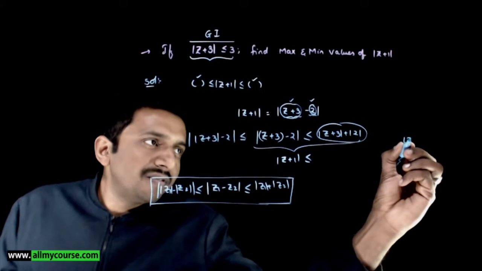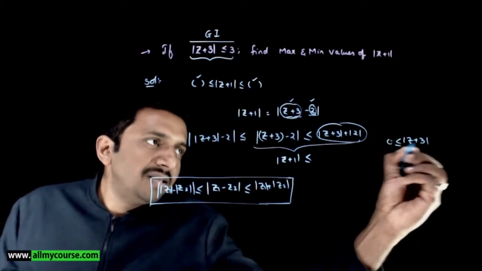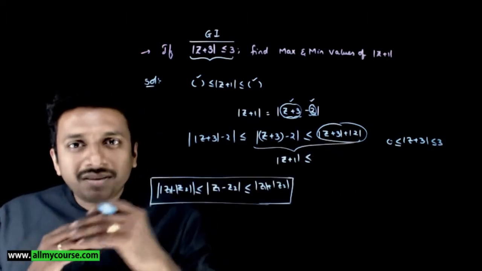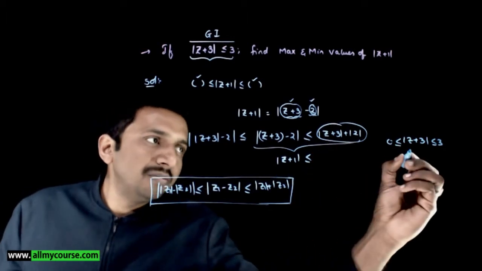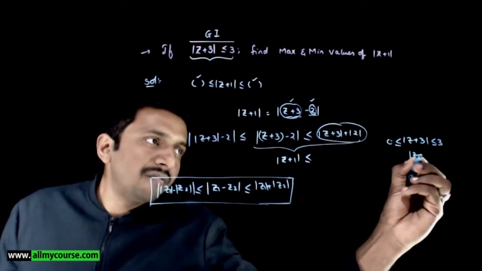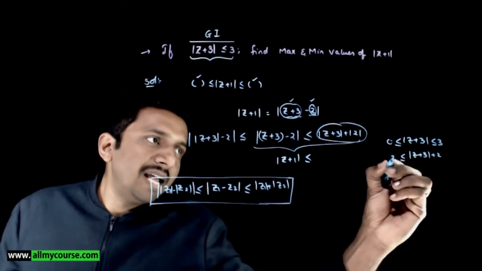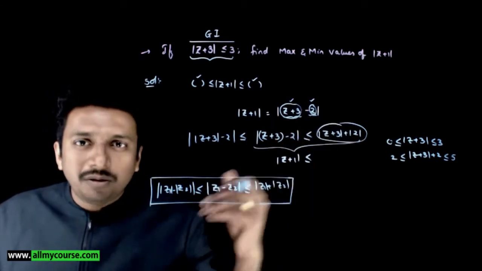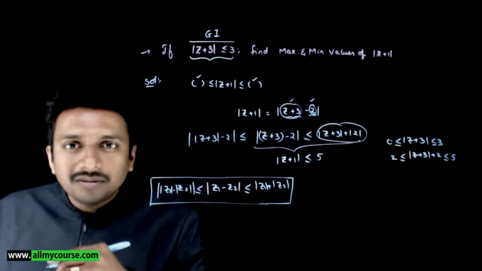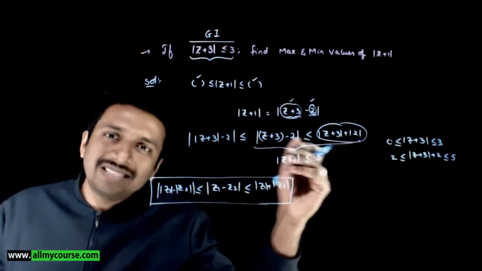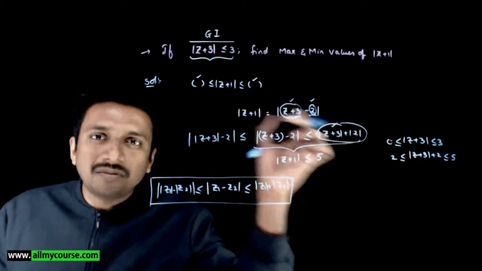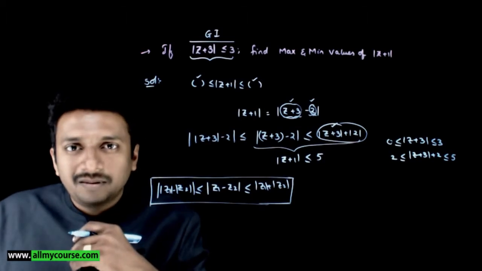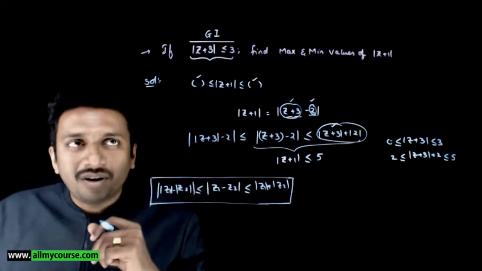That is, modulus of z plus 3 lies between 0 and 3, right? So modulus of z plus 3 can take any value between 0 and 3. That means modulus of z plus 3 plus mod 2, which is plus 2, can take any value between 2 and 5. Now I want the maximum possible value, so I take 5 here. So modulus of z plus 1 has to be less than or equal to 5. Even if you have the maximum value of mod of z plus 3, this value cannot go beyond 5. So this will be the maximum value of mod of z plus 1.